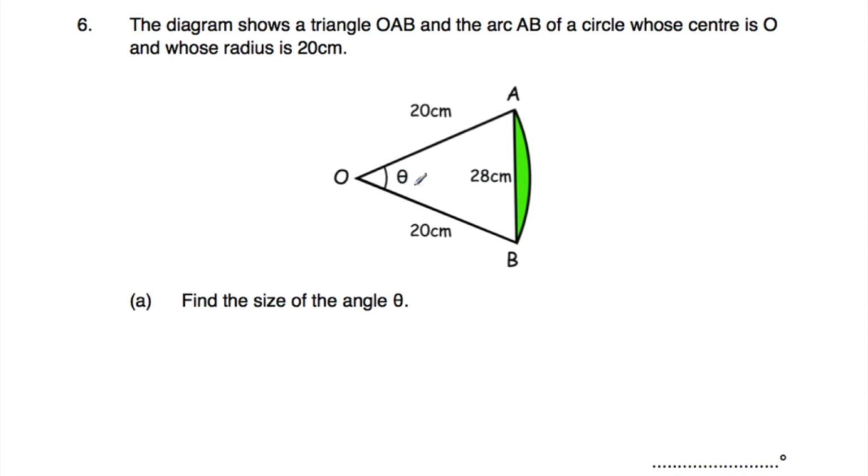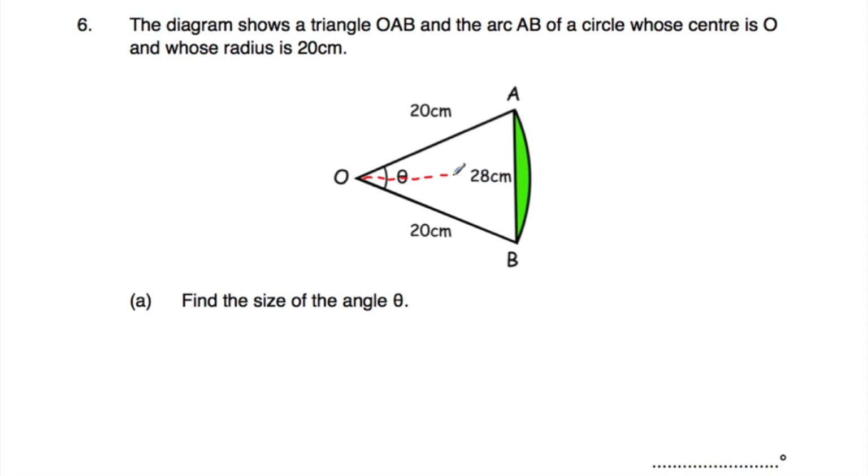Just like our last question, we could either use the cosine rule because we've got a triangle OAB. So we know the length of OA is 20. We know the length of AB is equal to 28. We know the length of BO or OB is equal to 20. So it means we can use the cosine rule to work out the size of this angle, because if you've got a triangle and you know 3 of the sides, you can use the cosine rule to work out the size of the angle. Alternatively, we could use basic trigonometry, and that's the approach I'm going to use.